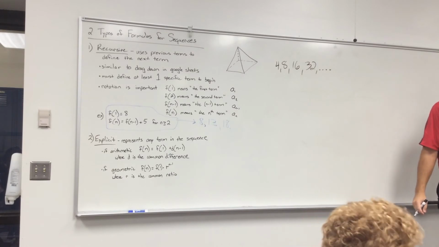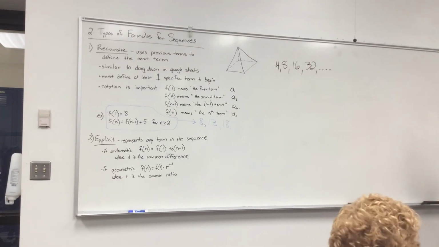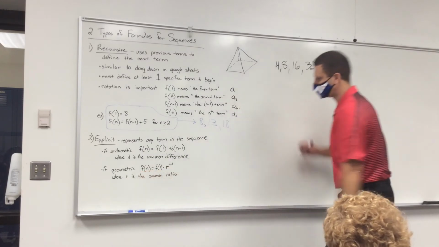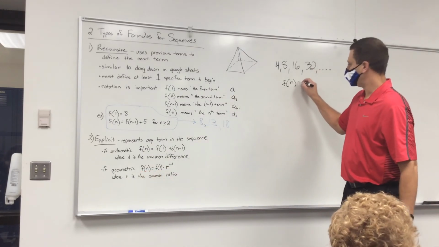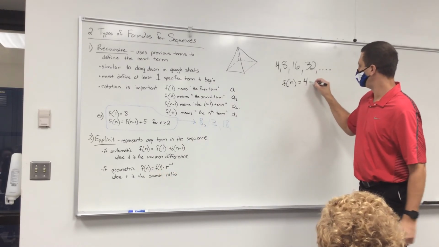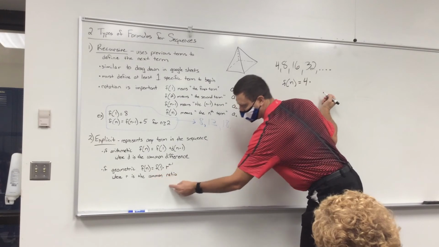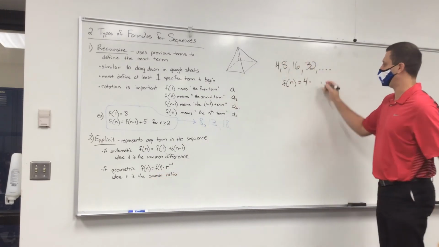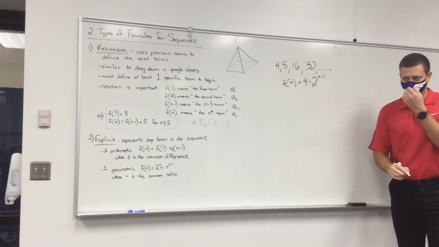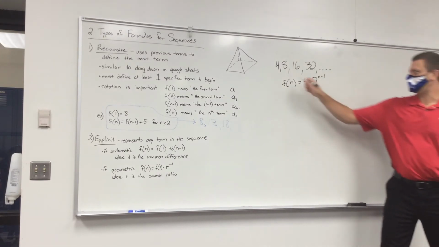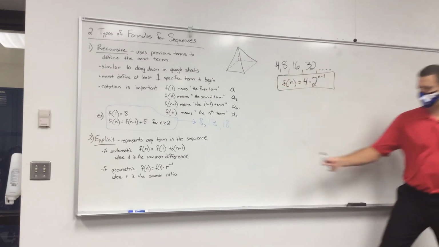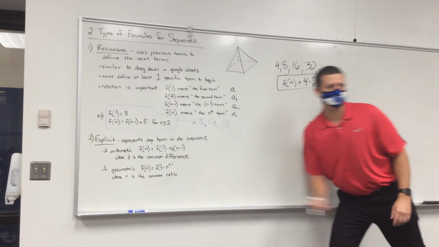4, 8, 16, 32. Clearly it's geometric. If I follow this rule, f of n equals the first term, which is 4, times r, the common ratio, the number you're multiplying by over and over again, which would be 2 raised to the n minus 1 power. Done. First term times the ratio raised to the n minus 1 power.